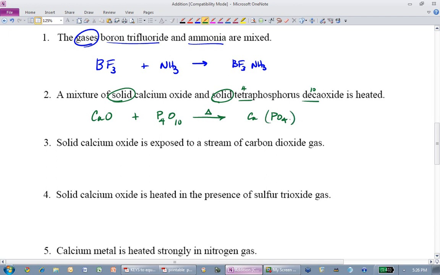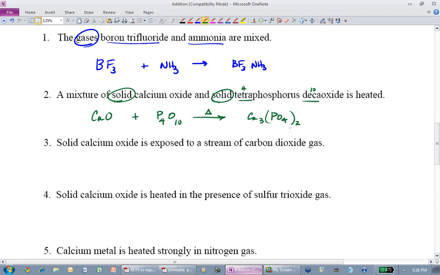Phosphate has a 3- charge. Calcium has a +2. We have the 2-3 trick. So I need 3 of the 2's and 2 of the 3's to get to 6. So now, how's that going to work out for me? Well, those O's look most troublesome because there's 11 of them. 10 and 1. So that's going to be a little tricky.